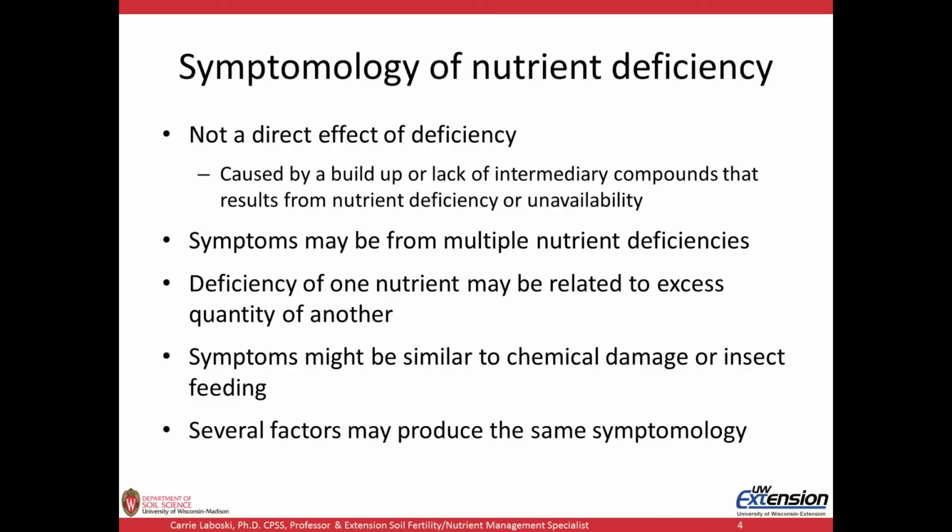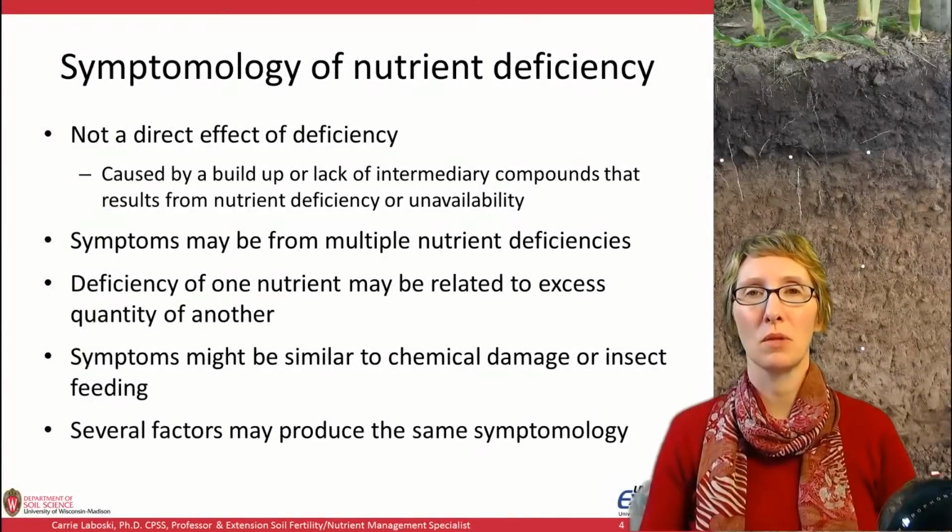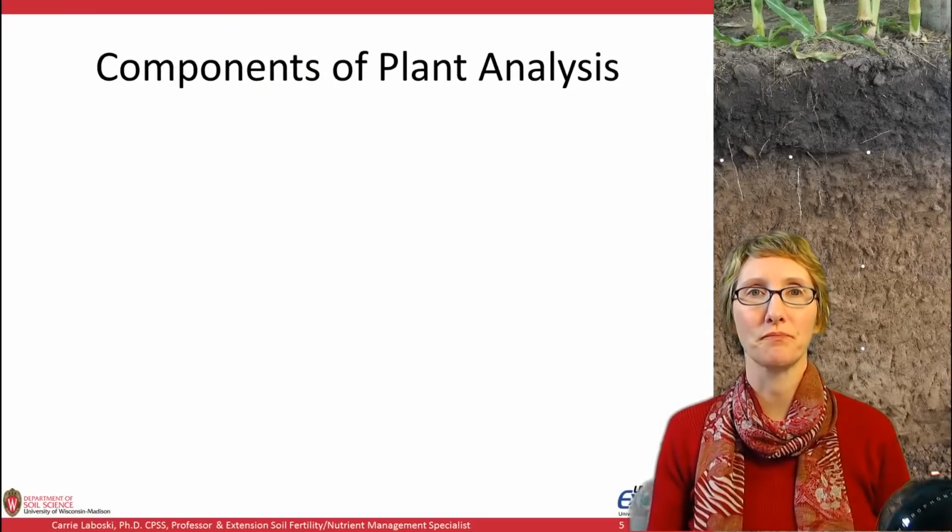Symptoms might be similar to chemical damage or insect feeding. That's really important. Before you start going down the road of looking at nutrient deficiencies and plant analysis, probably need to be thinking about what's been happening in that field and the management history. Is that insect damage? Is there herbicide injury? And then several factors can produce the same kind of symptomology. A lot of micronutrients can produce interveinal chlorosis, and sometimes those are a little hard to tell visually what's going on, and so plant analysis can be helpful in that regard.